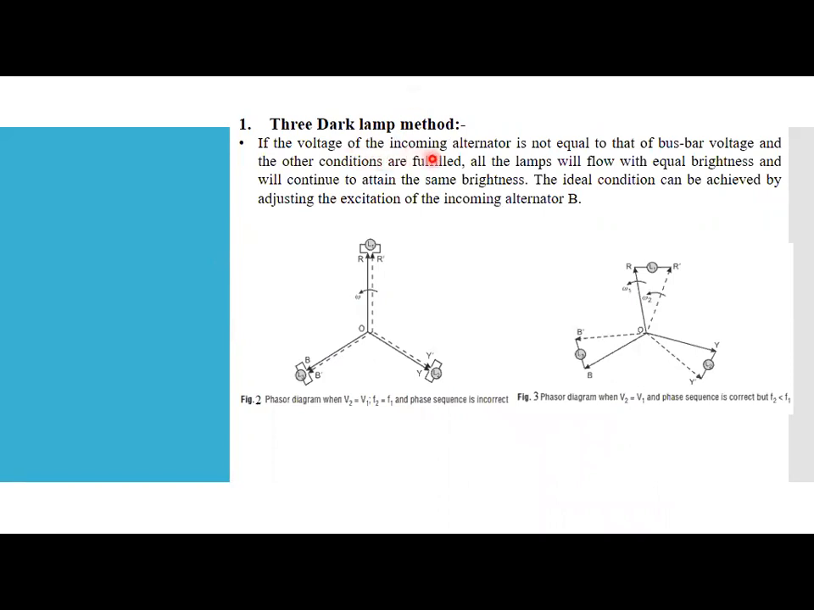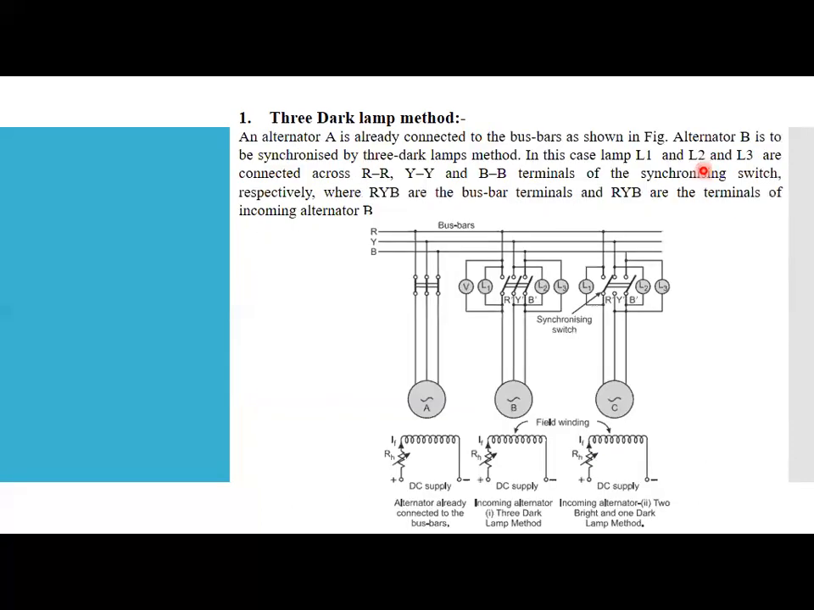So second case, if the voltage of the incoming alternator is not equal to the bus bar voltage, and the other conditions are fulfilled. Let's say my frequency is the same, my phase sequence is the same, all the things are the same, but now voltage is not the same. So all the lamps will glow with equal brightness, because there is a voltage difference between lamp 1, lamp 2, and lamp 3. So all the lamps will start to brighten, and the brightness of all the lamps is the same.